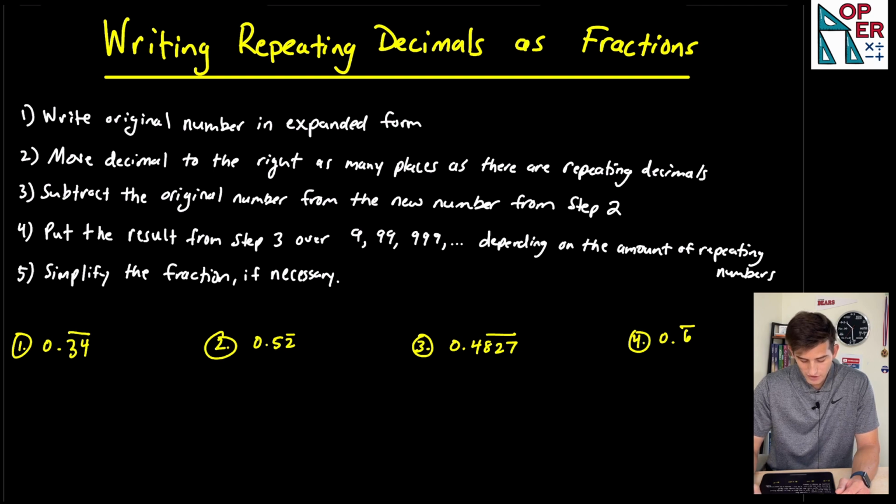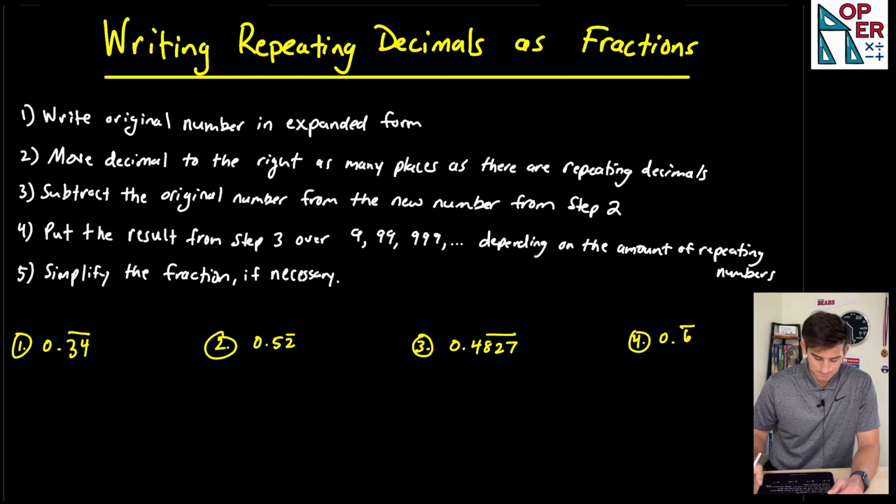Step 3, we're going to subtract the original number from the new number that we got from step 2. So the original number would be our 0 point repeating decimal, and our new number would be the number that we got after we moved the decimal in step number 2. Finally, step 4, we're going to put the result from step 3 over a denominator of 9, 99, 999, and so forth, depending on the amount of repeating numbers. So for number 1, we had 2 repeating numbers, so our denominator should be 99. Now at this step, we might need to move the decimal in the numerator, and if that's the case, we can do that, but we need to also move the decimal in the denominator. We'll see an example of that as well. And then lastly, if necessary, we might have to simplify the fraction.